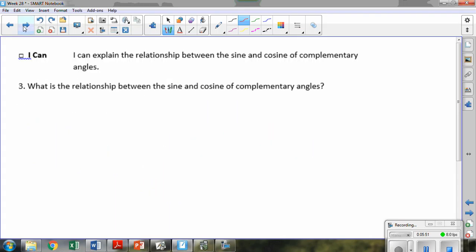Check our next I can statement. I can explain the relationship between sine and cosine of complementary angles. Before you can explain it, you have to say what it is. So let's just start here. Question. What is the relationship between sine and cosine of complementary angles?